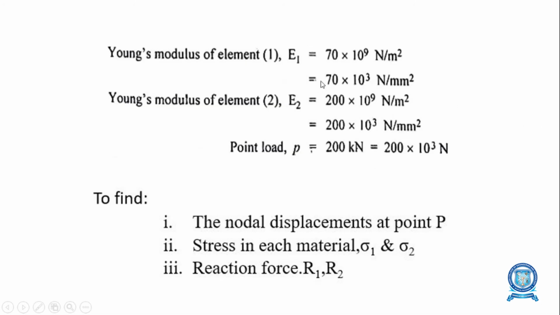And Young's modulus of the first element is 70 into 10 to the power 9 Newton per meter squared. We are going to convert this Newton per meter squared into Newton per mm squared. So 70 into 10 to the power 3 Newton per mm squared for the first element, and 200 into 10 to the power 3 Newton per mm squared for the second element. Now the point load is in kilonewton. We are going to convert it into Newton, so 200 into 10 to the power 3 Newton.